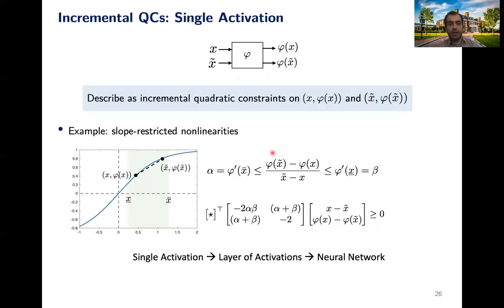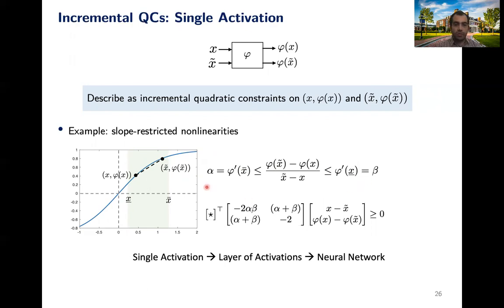So we are going to start with abstracting a single activation function using an incremental quadratic constraint, and the idea is to describe this function incrementally with respect to these input-output pairs. Here we see a simple example where we assume that our activation function is slope-restricted in an interval of interest, meaning that if we consider two arbitrary points on the curve of the function inside this interval, the line connecting these two points has a minimum slope alpha and maximum slope beta, right?